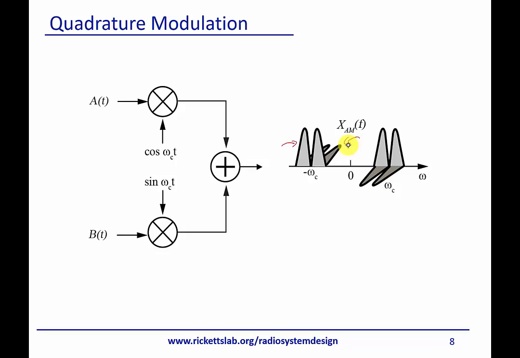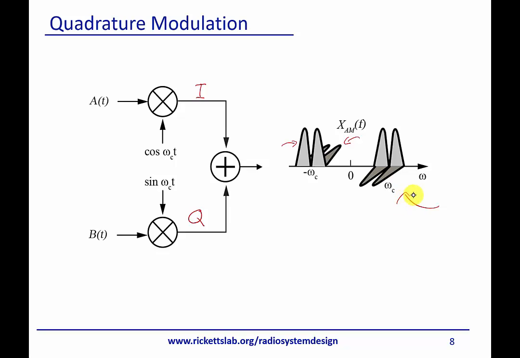And in fact, that is exactly the case. This is what we call quadrature modulation. Typically what we call the cosine is the in phase, and then we call the sine component the quadrature because it has a 90 degree or pi over 2 phase shift, and you can see it right here.